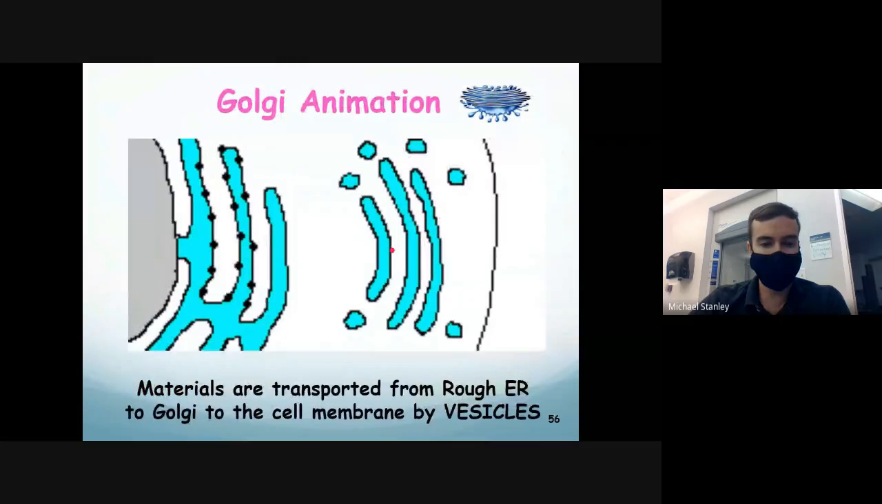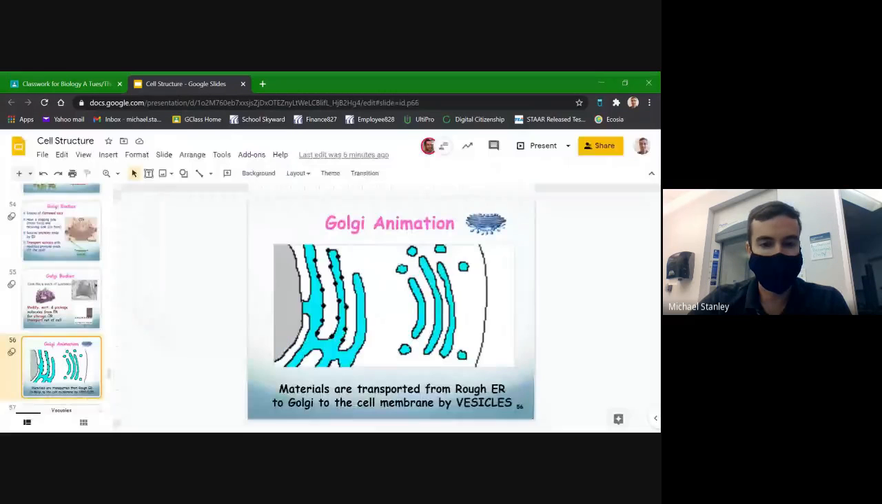So I think, let me see, sometimes these animations work okay and sometimes they don't. Let me see if I can restart it, if that'll work.